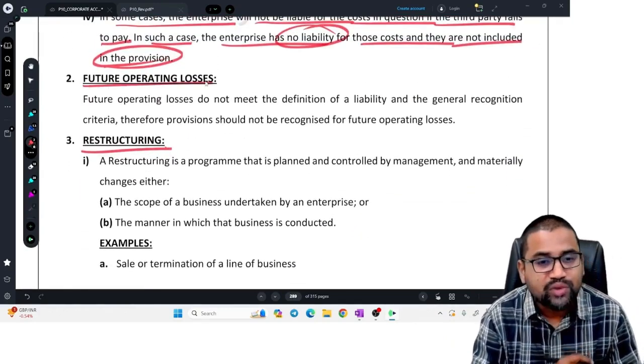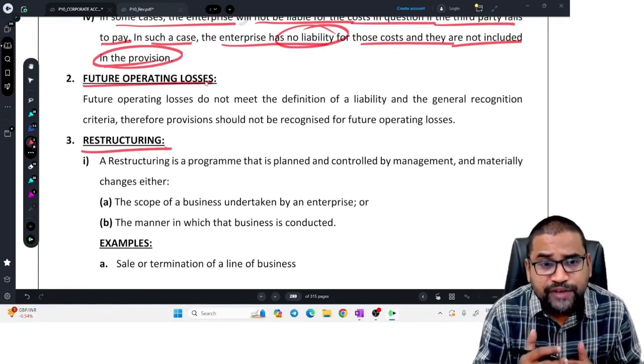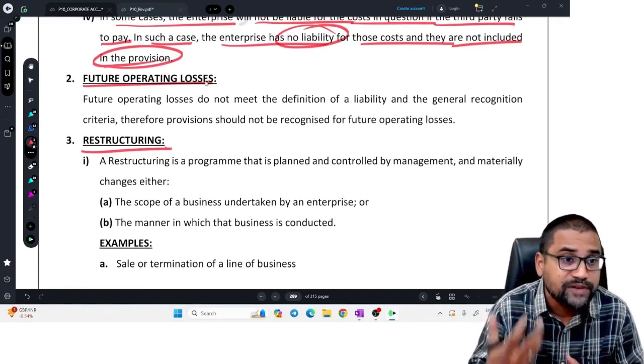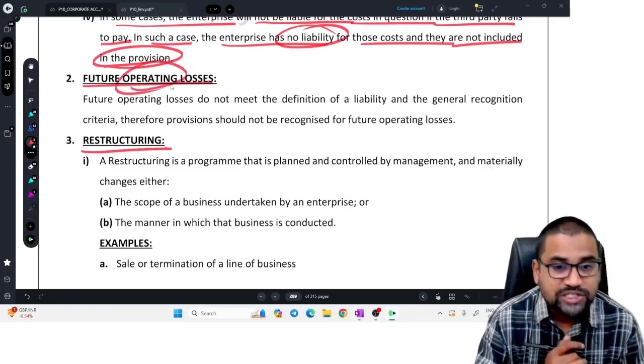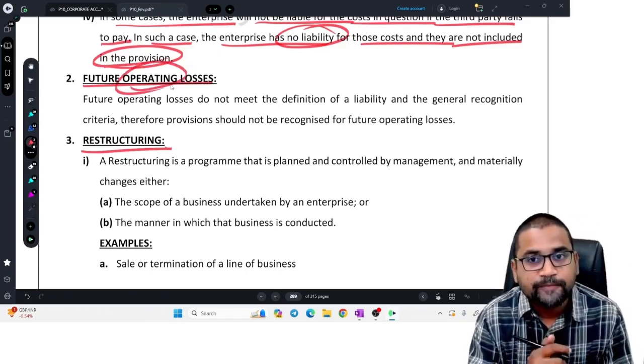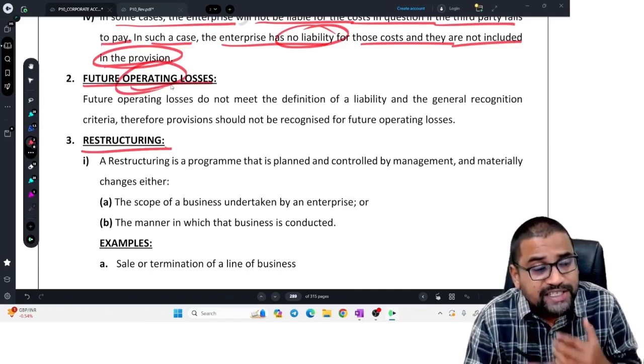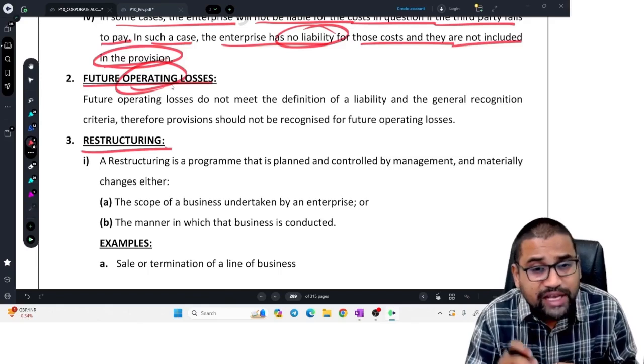There is one more point. What are future operating losses? Suppose, for example, we are expecting that there are going to be some losses in the future. Operating losses, business losses. For example, COVID. After COVID now came. Now COVID is over. Now we are estimating that after COVID our business is severely affected.